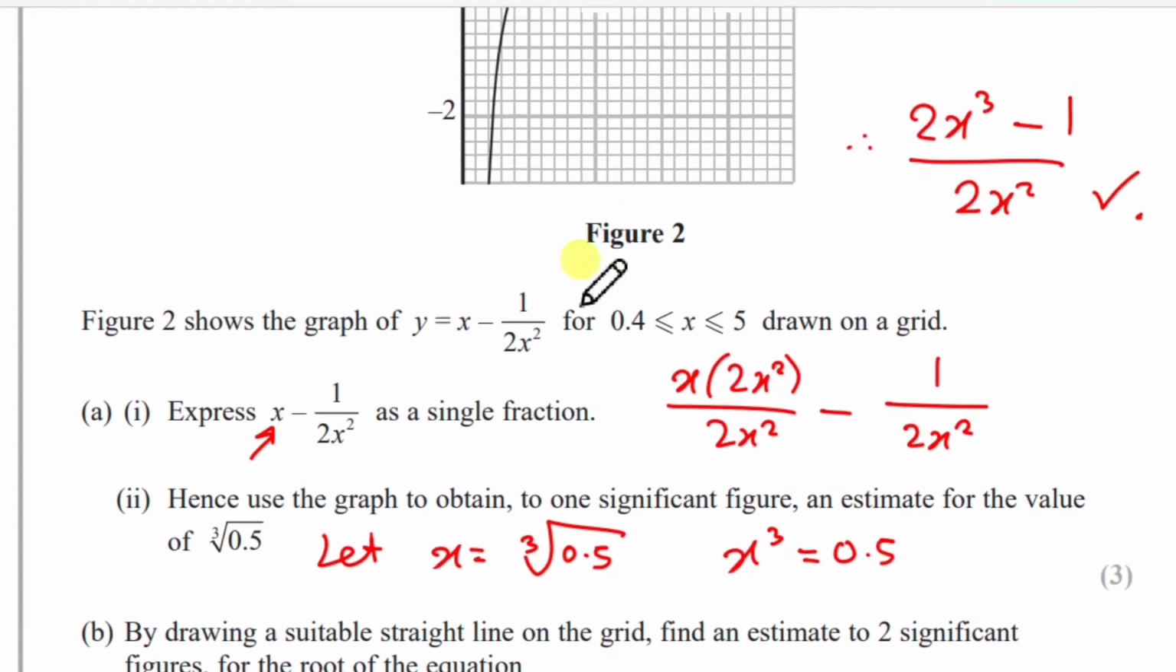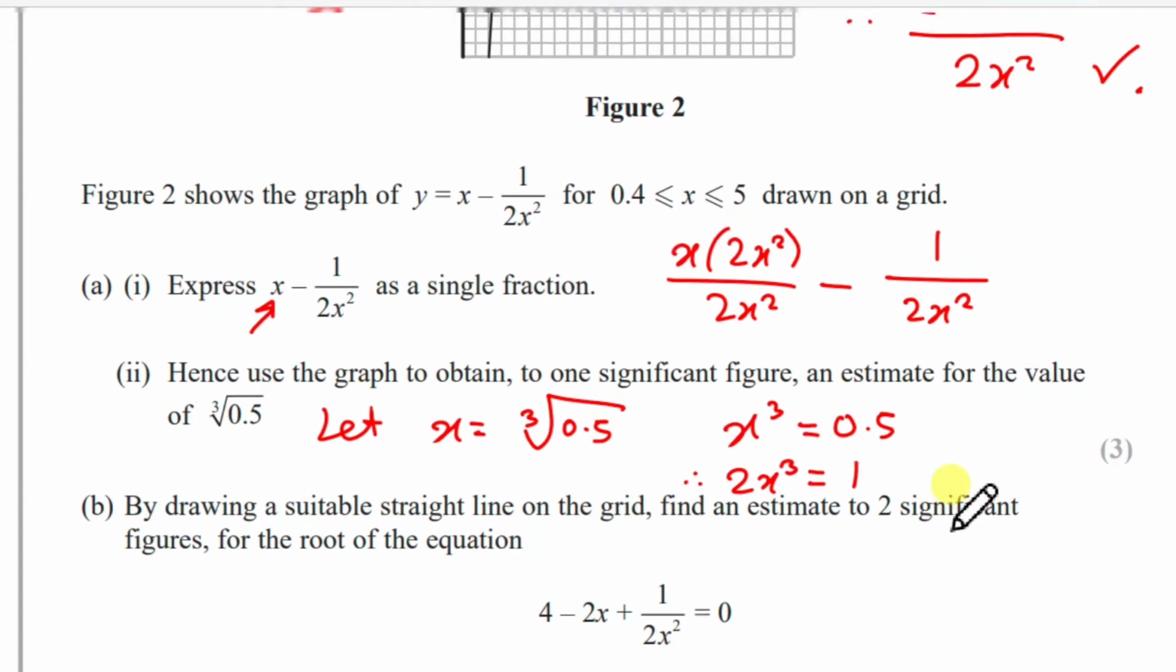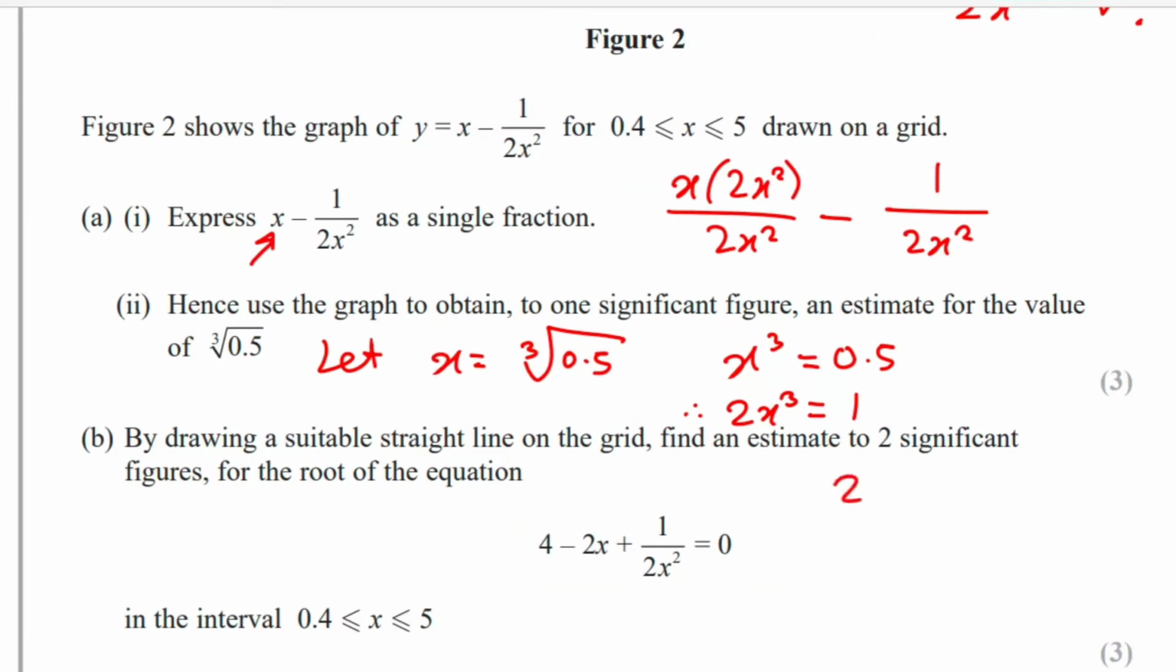And I'm going to go ahead and try and make it look like 2x cubed, because now you can double it. You're going to have, therefore, 2x cubed equals 1. Now the reason why we're doing this is because you want to make this equation equal to y. So just understand the logic. We have y equals 2x cubed minus 1 over 2x squared. Now if you look at it carefully, if I move the 1 across, we're going to have 2x cubed minus 1 equals 0.